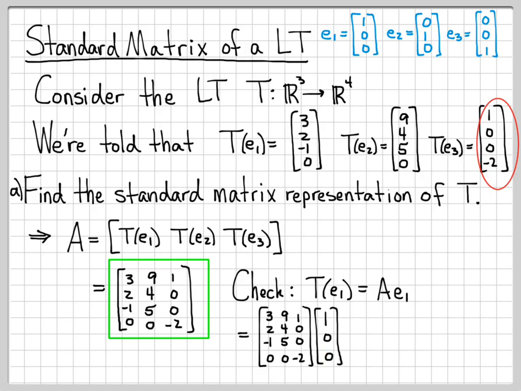So essentially, this matrix vector product is going to return just the first column, which is exactly what we were told up here that the linear transformation of e1 was equal to. So this is almost trivial to check, but we checked it anyway just to make sure everything is self-consistent. So everything makes sense here.